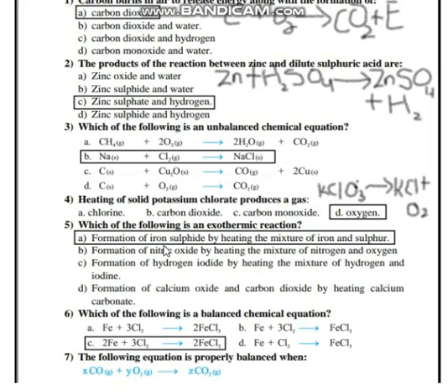This reaction we already discussed in exothermic reactions. In exothermic reactions, heat is released. In this, heat is not provided, some heat is released. When iron and sulfur react with each other, it produces iron sulfide along with heat. So it is an exothermic reaction in which some heat is given outside.